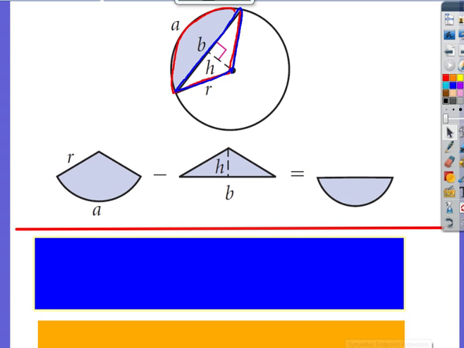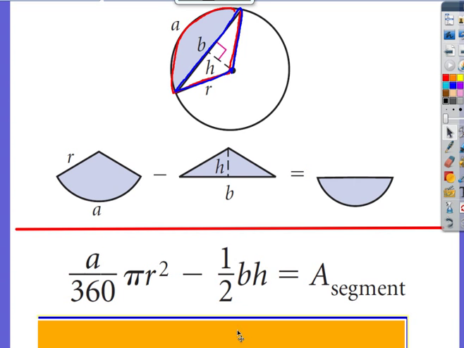And you can see this is the picture version of what I'm saying. Get the area of the sector, subtract it from the triangle, and you get the area of the shaded region. The way we do that is a over 360, or degrees over 360, times pi r squared, which gives you the area of the sector. That's the equation we just learned. Subtract 1/2 base times height, the area of this triangle, and that equals the area of the segment.